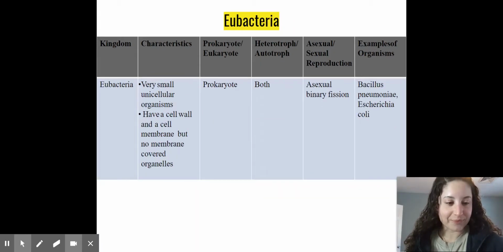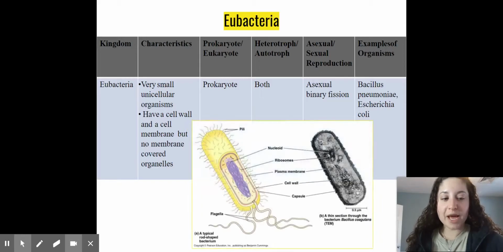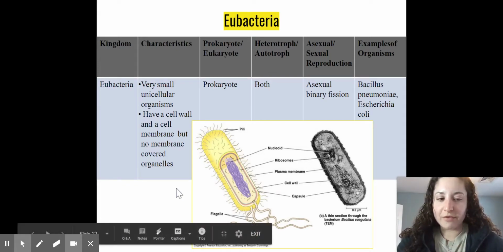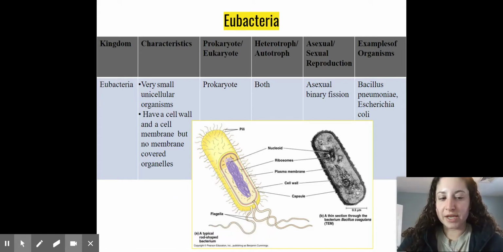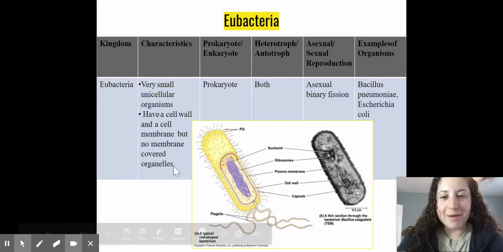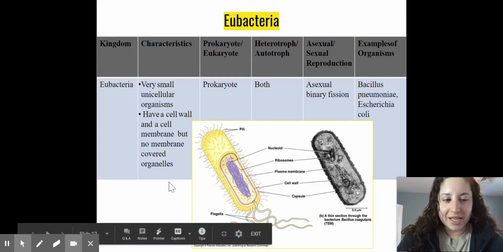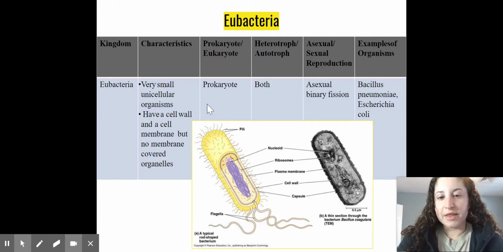So for eubacteria, this is another kingdom for bacteria. However, this is a bacteria that probably evolved after archaea bacteria. So this is your standard bacteria that you might think of if you ever think of bacteria, but their defining feature is basically the prokaryotic cell, so no cell organelles. Because they're a bacteria, they are prokaryotic.